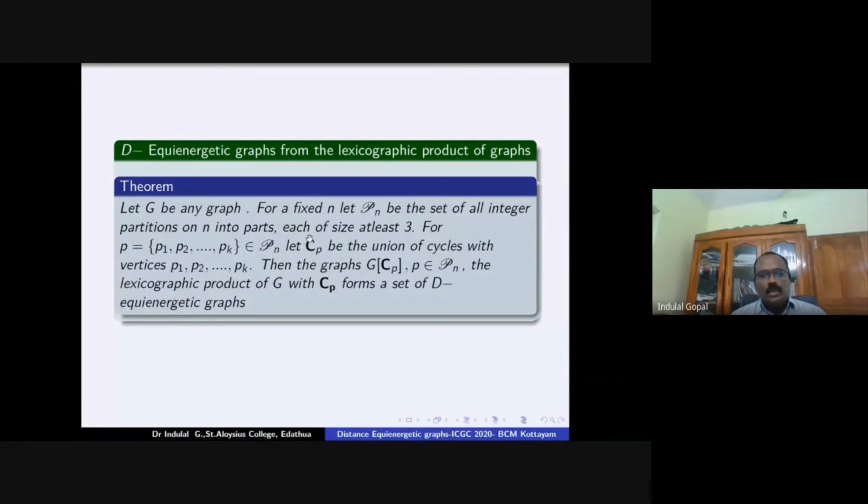We provide examples only in the case of Cp. That doesn't mean Cp is the only candidate for this. We can have any family of graphs with the least eigenvalue -2. We choose here Cp, a union of cycles, as it has the least eigenvalue -2. Instead, we can have a union of line graphs satisfying this condition, or a union of cocktail party graphs satisfying this condition, and so on. Then the lexicographic product of G with such a Cp, where P belongs to the partition family Pn, forms a set of D equi-energetic graphs.